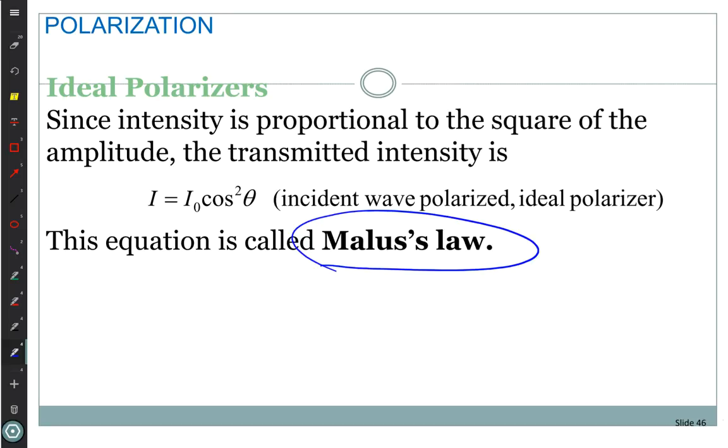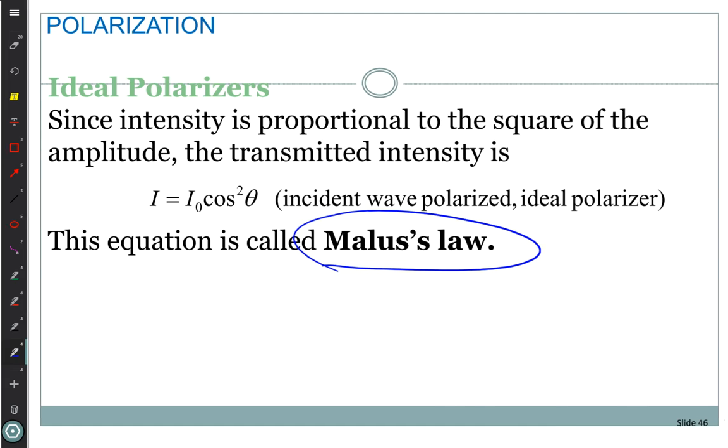So if you have an ideal polarizer, the polarized light that goes through the second polarizer is the intensity that went through the first one times cosine squared of the angle between them. Now let me go back 17 slides.